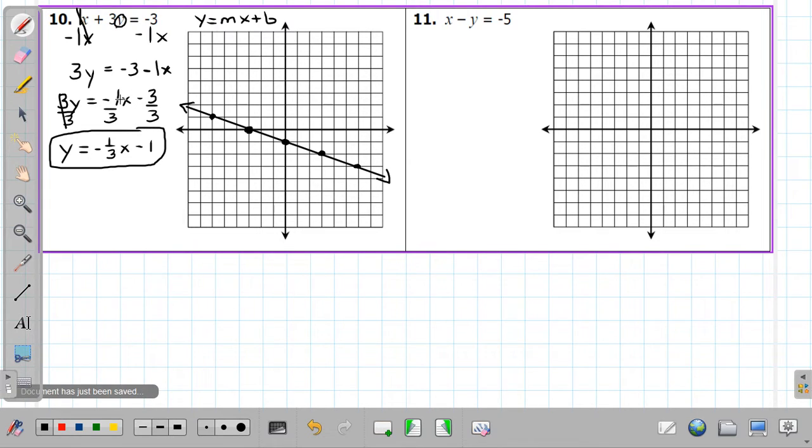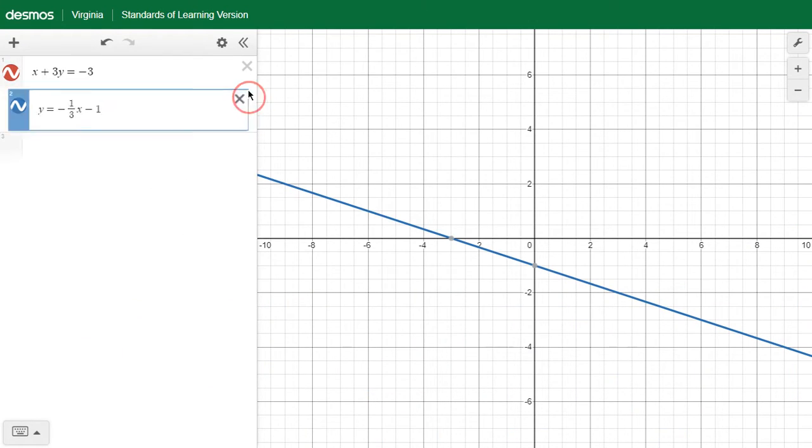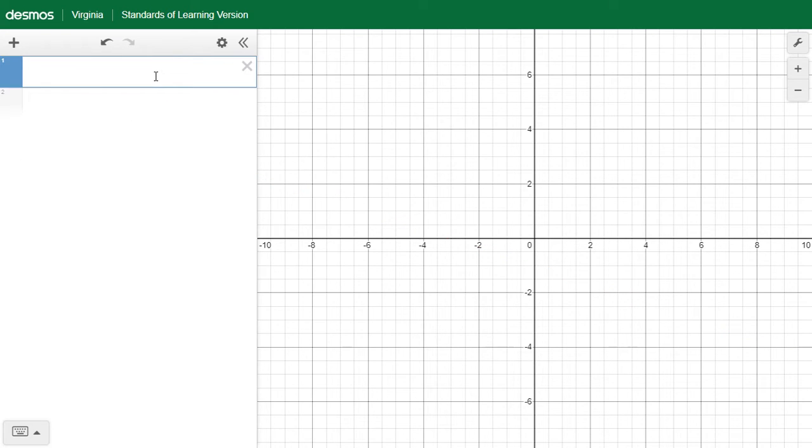And you can actually do that with any of these. Okay, Desmos allows you to graph any equation as long as you type it in correctly. So when we look at this one, number 11, we can graph x minus y equals -5. So let me clear the rest of these off. So we have x minus y equals -5. So that's the line we should get.